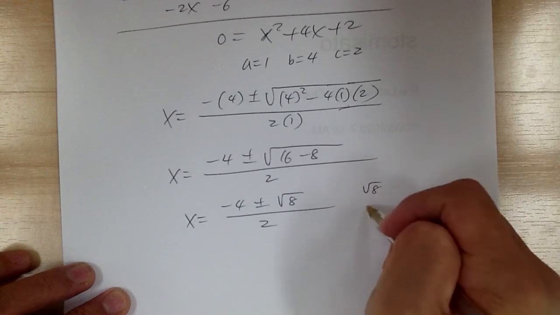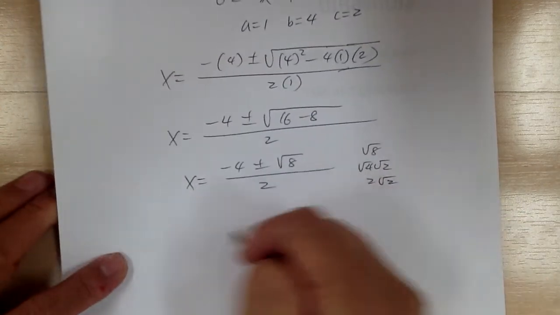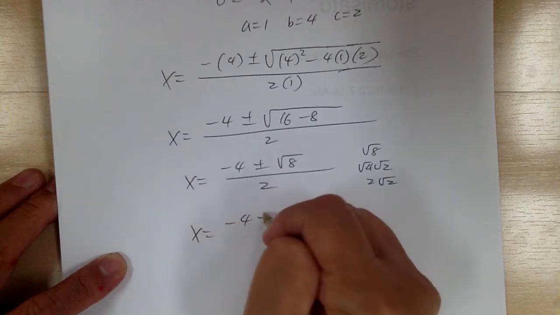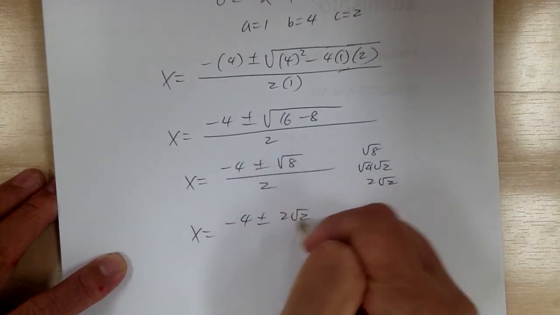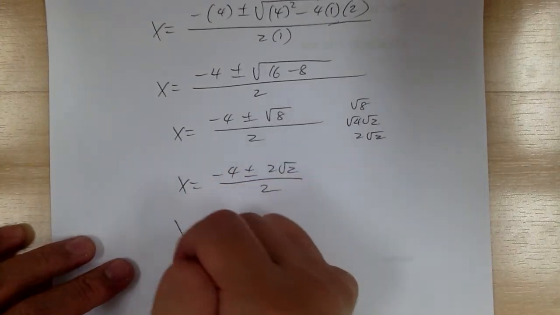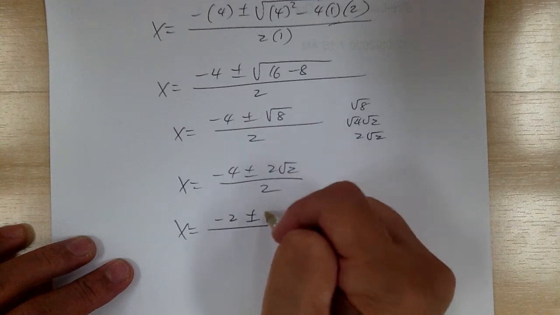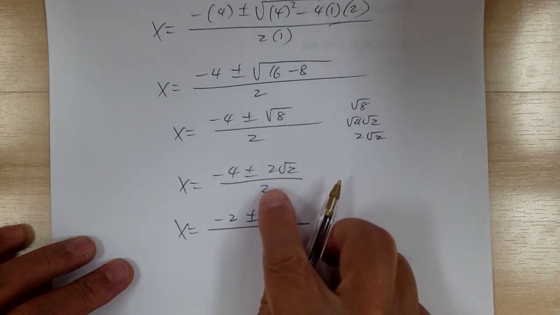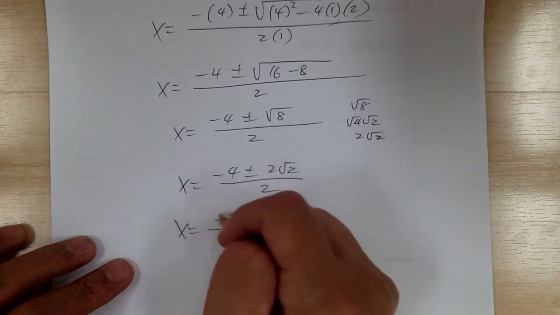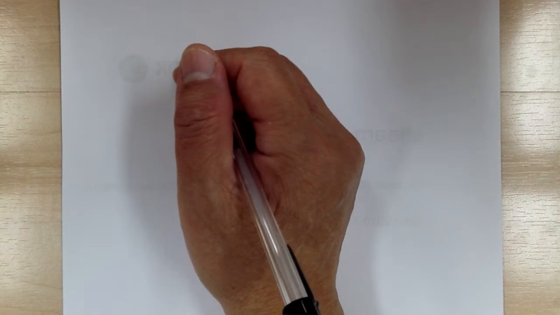And square root of 8 breaks into square root of 4 times square root of 2, so you get 2 square root of 2. Okay. So x equal to negative 4 plus or minus 2 square root of 2 over 2. Then dividing by 2, you get negative 2 plus or minus square root of 2, and that's it. Okay, let's go to 19.